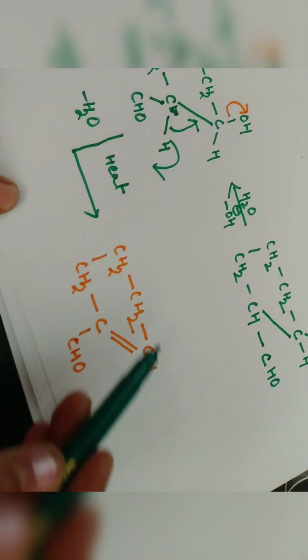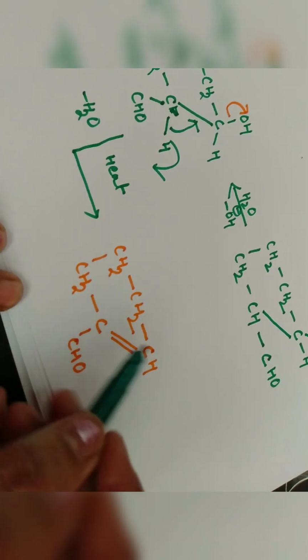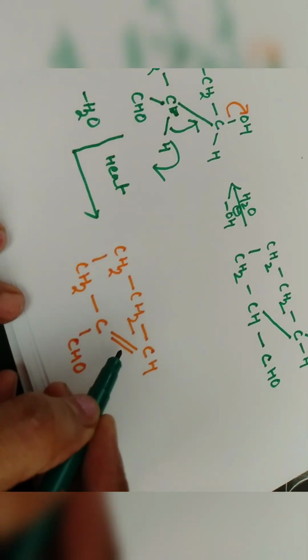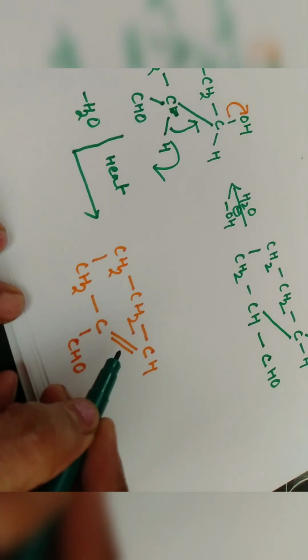This is a cyclic compound having a 5-membered ring: 1, 2, 3, 4, 5. So what is the name of this compound? It's cyclopentene, and one double bond is there, meaning the suffix is E.